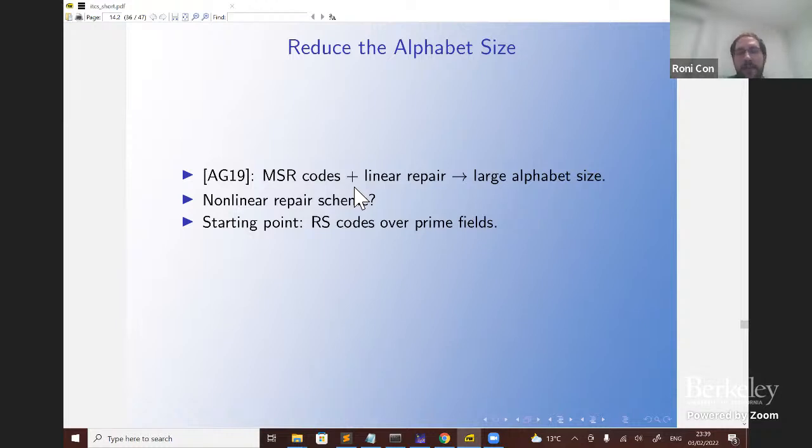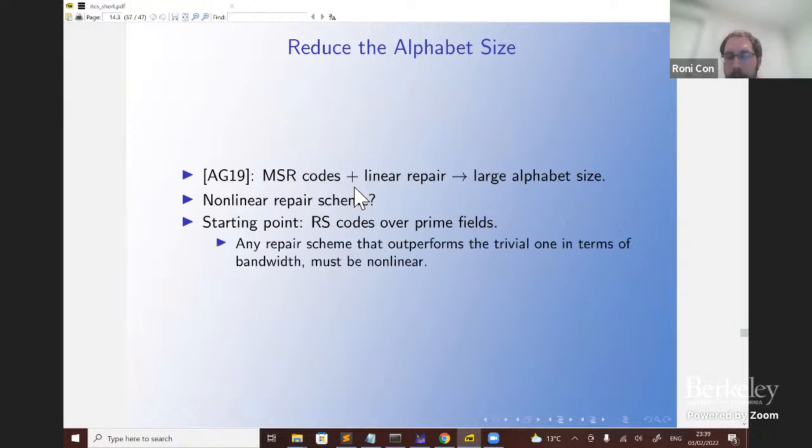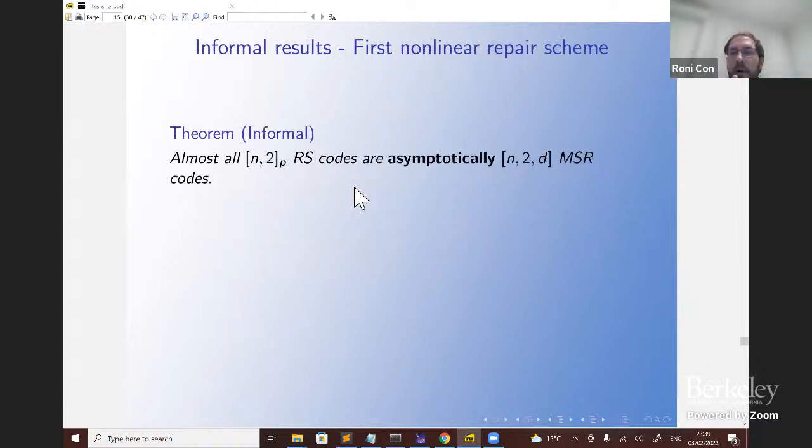And why did we do that? Basically because there are no nonzero linear functions from a prime field to a proper subset of the prime field. So as a conclusion, any repair scheme that outperforms the trivial one must be nonlinear when we talk about Reed-Solomon codes over prime fields. And this is exactly what we did in our work. We constructed a nonlinear repair scheme. As far as we know, it is the first nonlinear repair scheme.